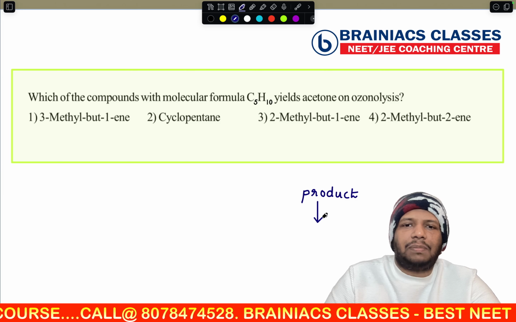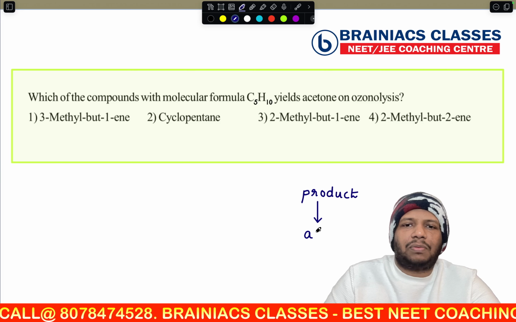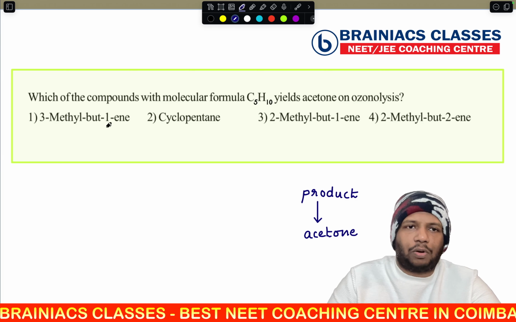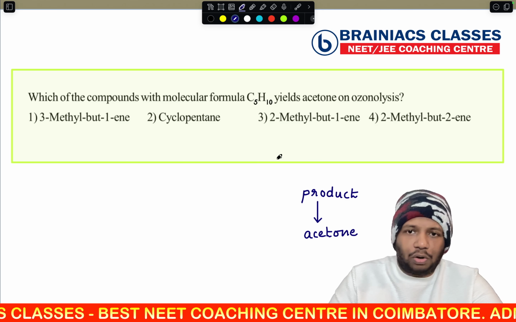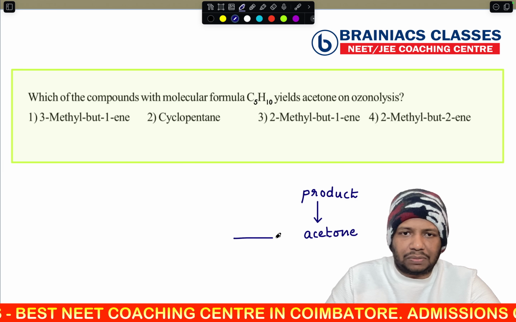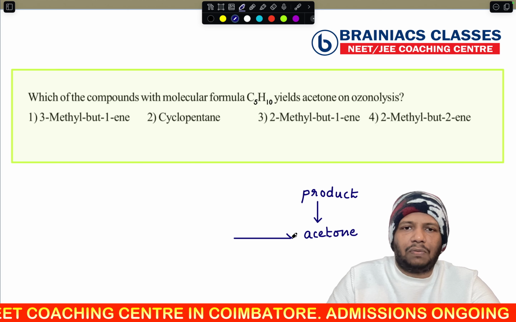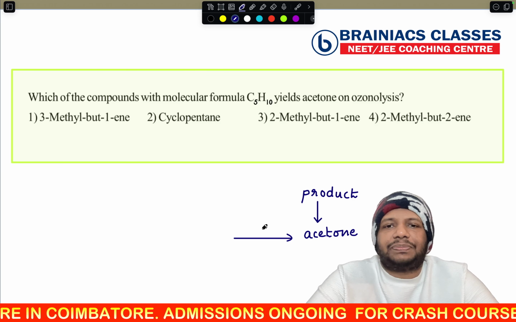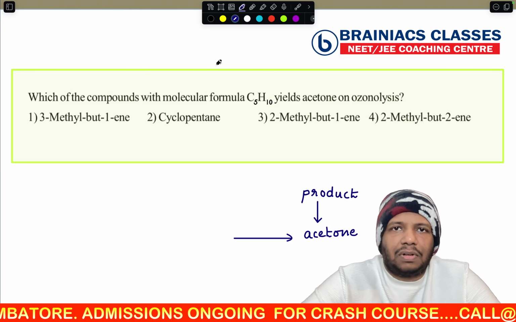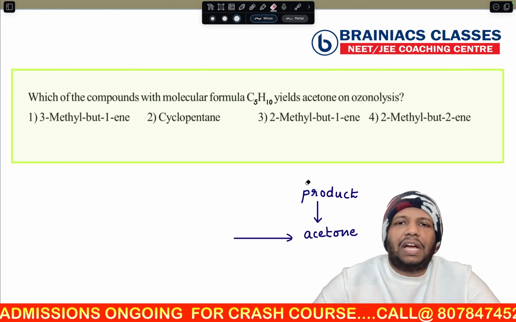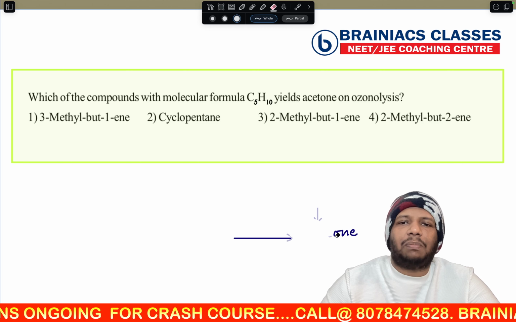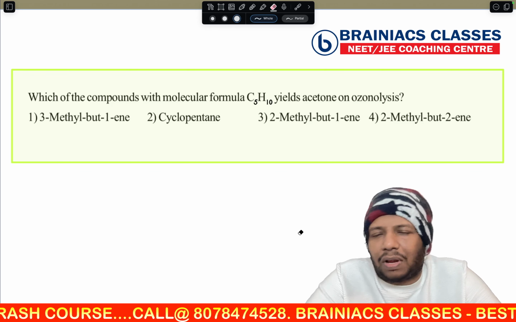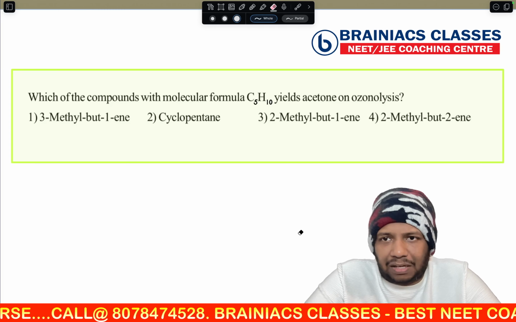So you have 4 options given there. I don't know which is the reactant, which on ozonolysis gives you acetone. That is the challenge. Now how can we do this? The most simple way is to take one option at a time, do the ozonolysis and check whether you are getting acetone. This is the direct method.